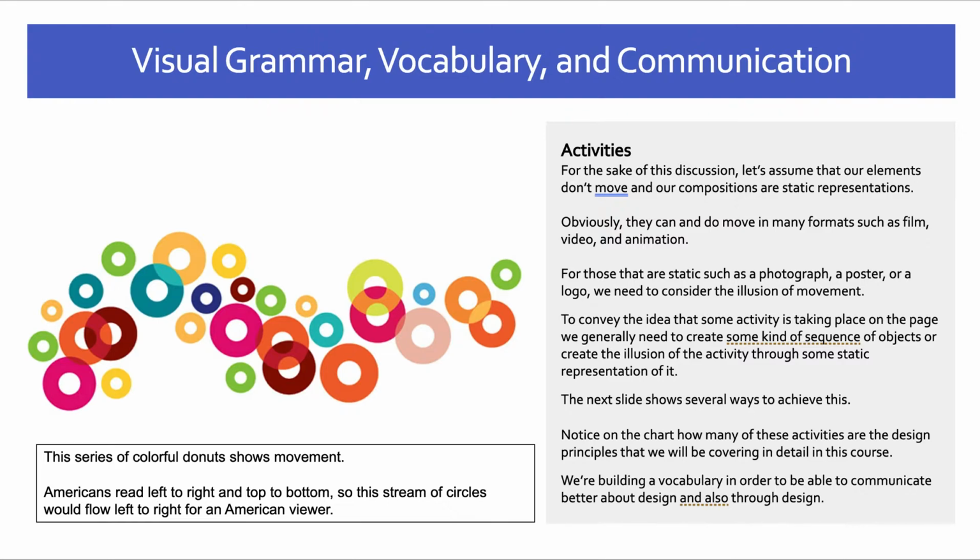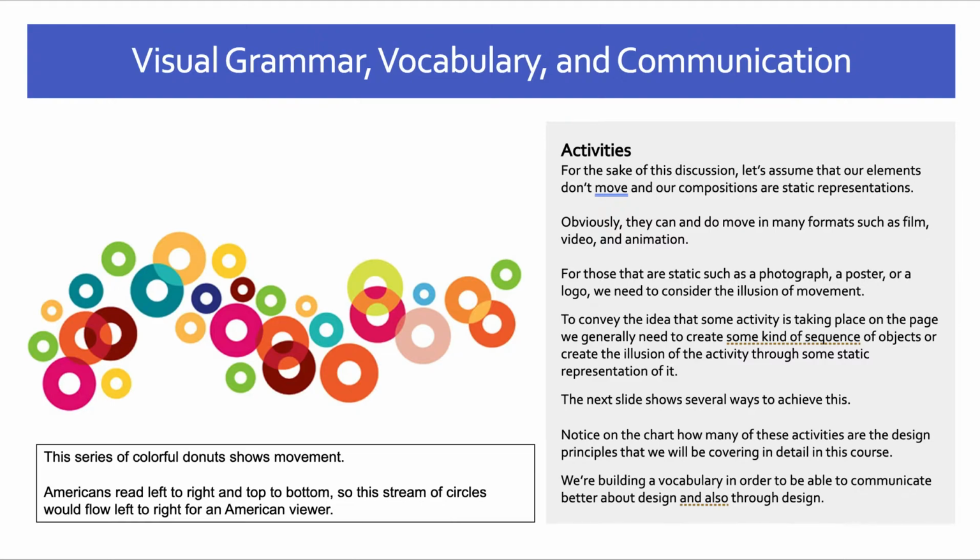So let's just assume that our elements don't move. They can, and our compositions are just very static. They can in things like film and video and animation. But in this case, we're going to look at static images on a page as we would a floor plan, for instance. So for those that are static, we are going to talk about the illusion of movement.